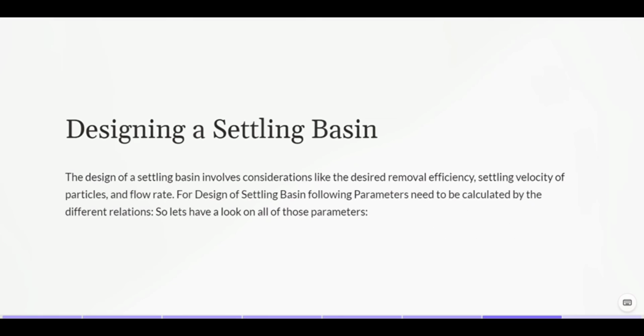Designing a settling basin. The design of a settling basin involves considerations like the desired removal efficiency, settling velocity of particles, and flow rate. For design of settling basin, the following parameters need to be calculated by the different relations, so let's have a look at all of those parameters.